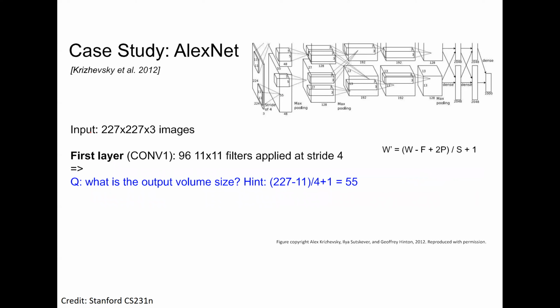And the input size was 227 by 227 by 3. Basically, the input size should be 224 by 224, but maybe the authors used padding to make this image size 227 by 227. And the first layer consists of 96 11 by 11 filters, and the stride size was 4. And what is the output volume size? This is kind of a recap. Stop the video and think about it on your own, and let's check the answer together.